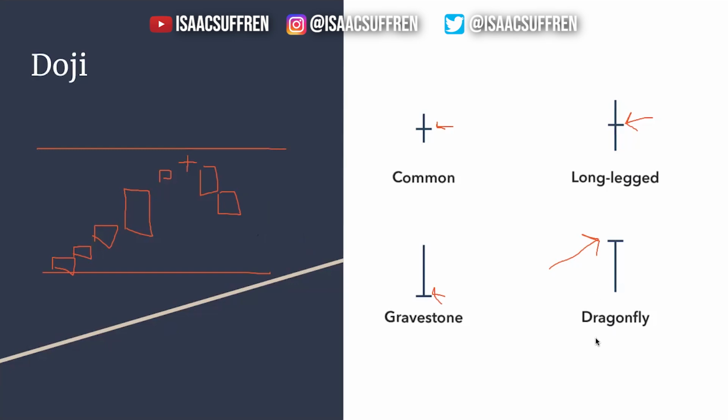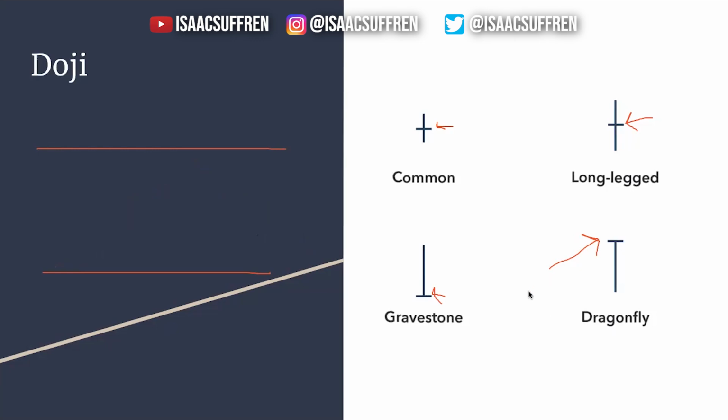Now, I will say gravestone and dragonfly give me the same kind of vibes as a hammer candle. Not that they imply the same amount of strength, because a hammer candle has lots of buying pressure, and an inverted hammer has lots of selling pressure. Obviously, to a certain extent, these represent indecision because the opening price and the closing price are the same.